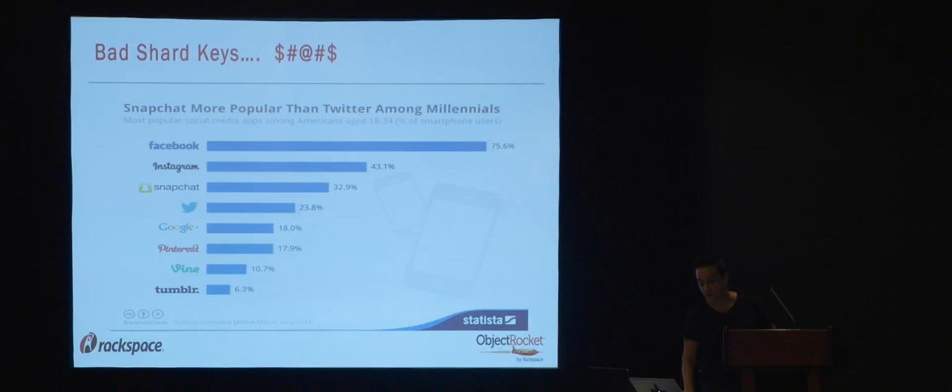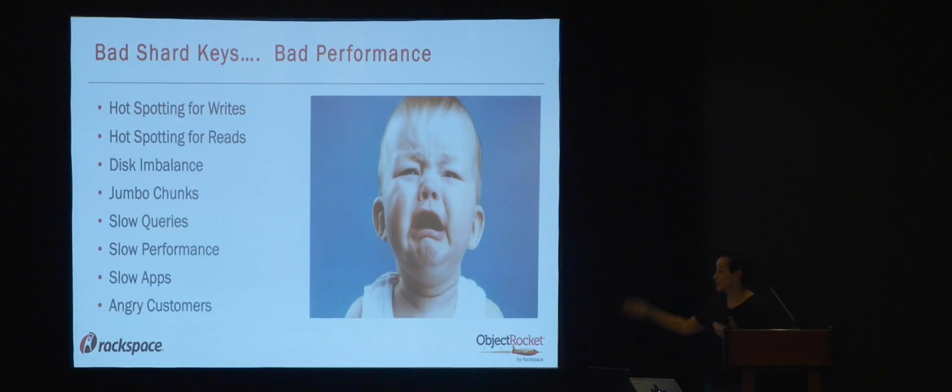Now, bad shard keys. Some applications are inherently more popular than others. Facebook, Twitter, Instagram, and then Snapchat is more than Vine, Pinterest, etc., specifically around certain target groups. So if you are sharding and your key is going to be based on which social media application you're using, that is a bad idea, because you will be hotspotting when you're querying and when you're writing to the database. And this is what happens when you do that, right? You cry like a little baby.